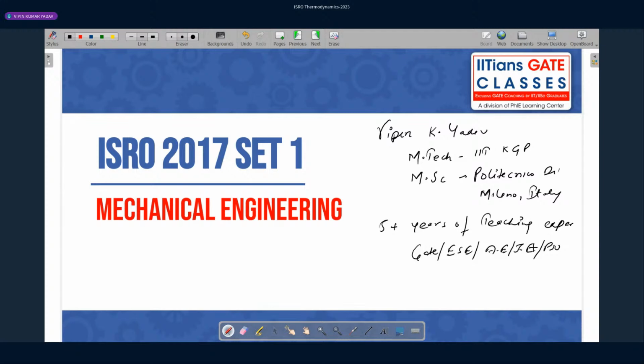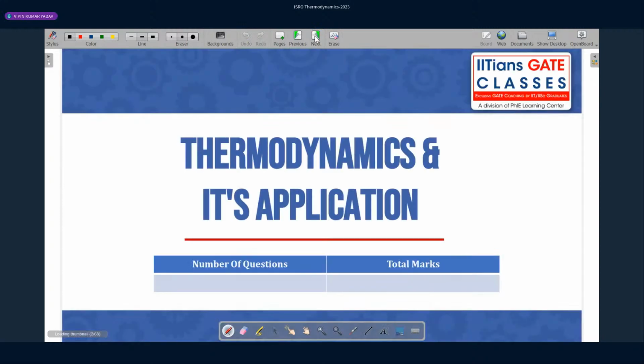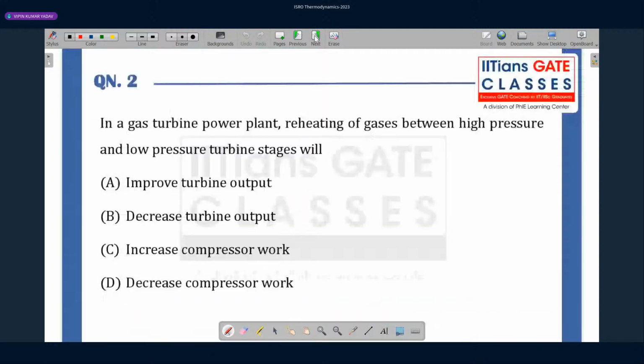Everyone, let us start this session with the first question from the 2017 question paper from thermodynamics and its applications. So this is the first question. In a gas turbine power plant, reheating of gases between high pressure and low pressure turbine stages will... So I hope you remember the concept of reheating, regeneration, intercooling.